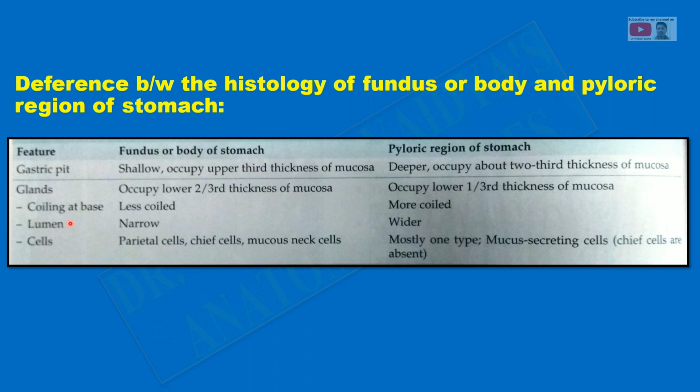If we are talking about the lumen, it is narrow, and in the pylorus it is wider. The cells mainly present in the fundus are the parietal cells, chief cells, and mucus or neck cells. But in the pylorus part, mostly one type of cell is present, that is the mucus secreting cell, and the chief cells are mainly absent. So this is the difference between the histological features of the fundus or body and the pyloric region of the stomach.